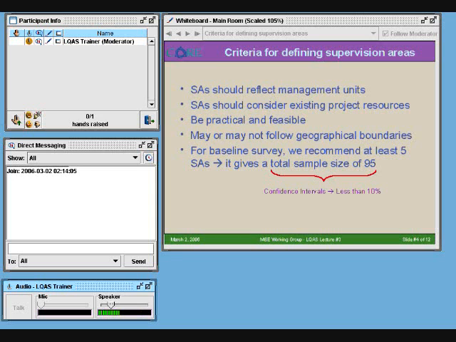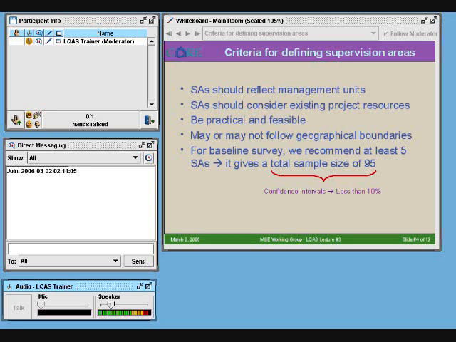First and foremost, supervision areas should reflect management units within the project. This is extremely important since LQAS data will help the manager or supervisor from each supervision area to learn how well the supervision area is performing in comparison to other supervision areas.